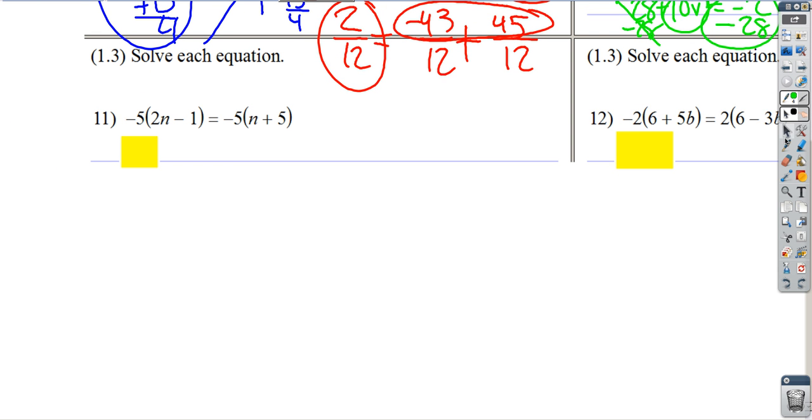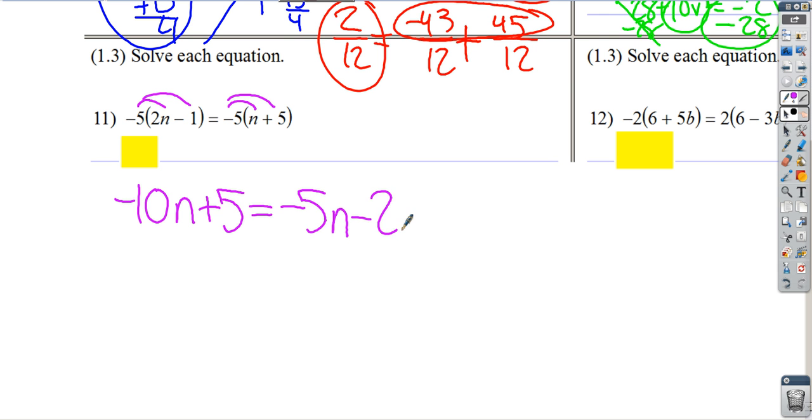This time we have to distribute on both sides. So let's do that. So negative 5 times both of those. Negative 5 times 2n is negative 10n. Negative 5 times negative 1 is positive 5. Negative 5 times that will be negative 5n minus 25. Okay, let's move this stuff over. So let's add the 10n to both sides, and those will cancel.